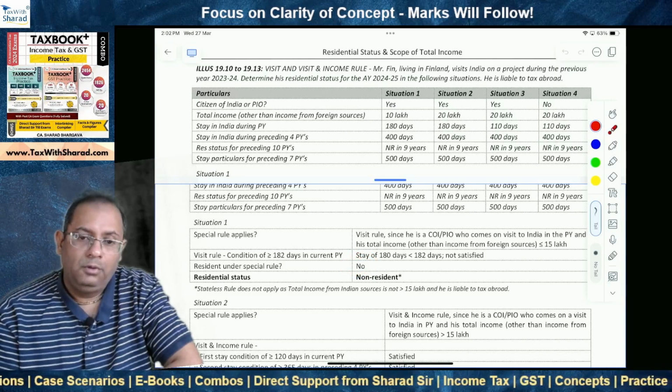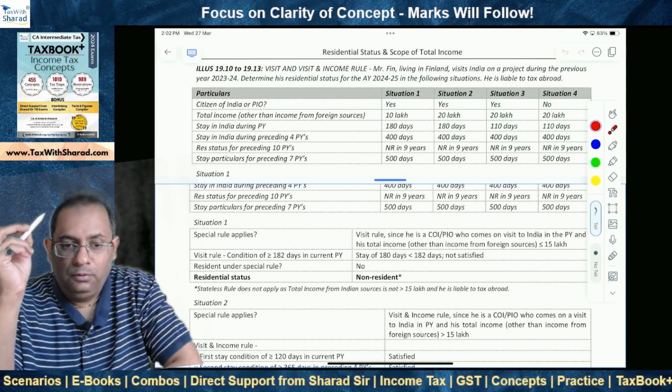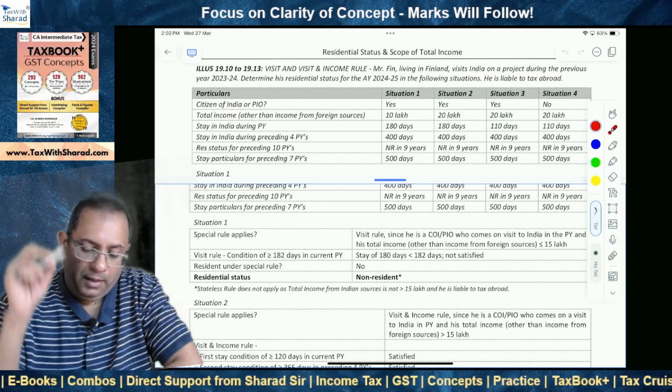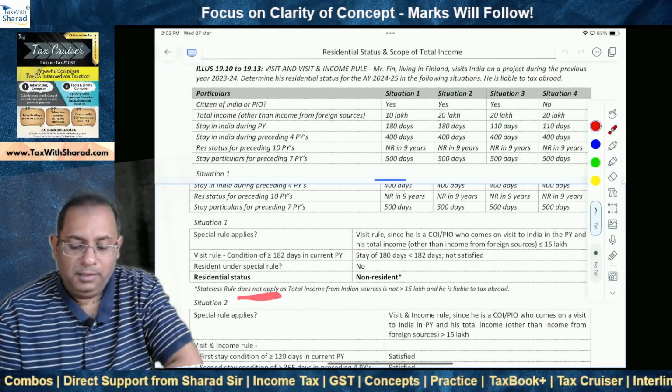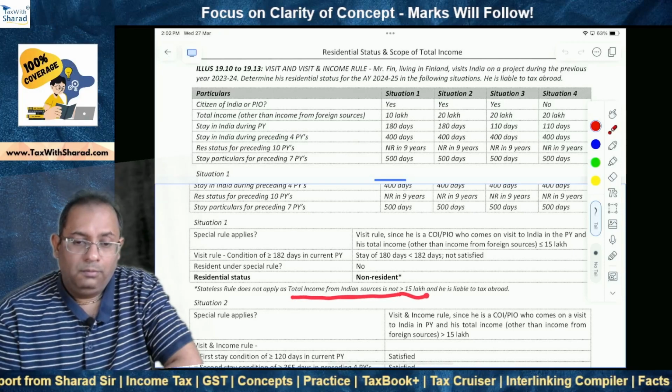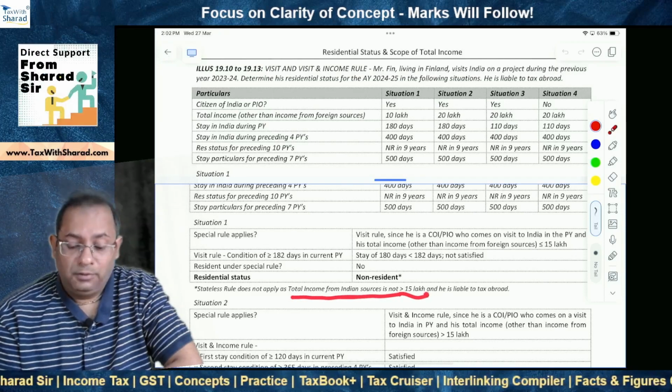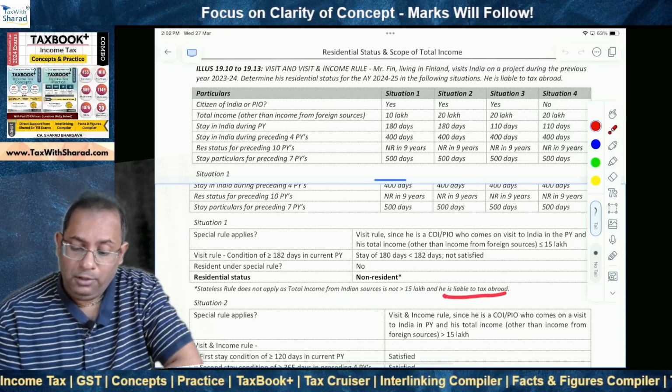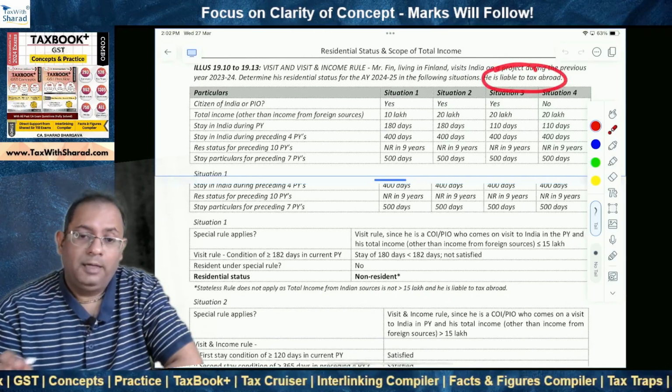So what do we need to do? We need not go to the general rule. We now go to the stateless rule, and the stateless rule does not apply in this case. Why? Because total income from Indian sources is not more than 15 lakh, which is the condition for the stateless rule. And also he is liable to tax abroad.